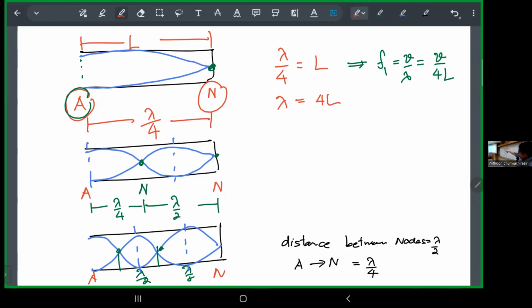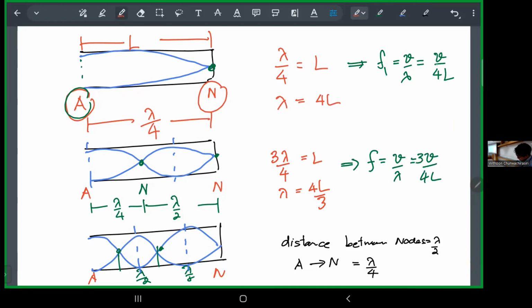Okay, so here we go. For the second case, you see that the whole length of the tube is going to be 3 lambda over 4, right? Equal to L. So that means the lambda is 4L over 3. So that means your frequency for this case is going to be V over lambda, and it's going to be V over 4L, but with the number 3 on top.